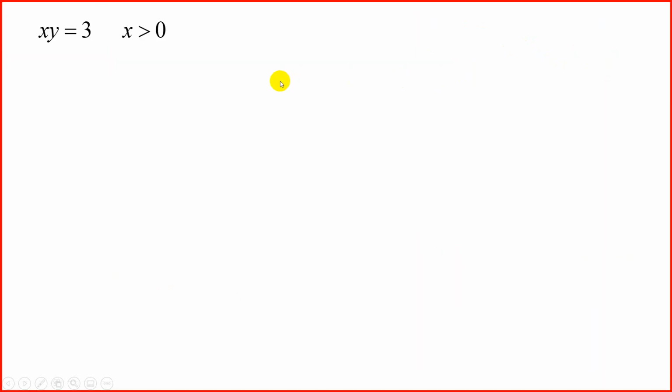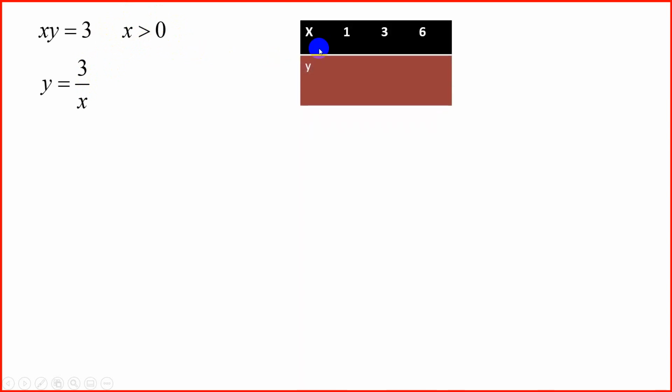We're going to draw one more graph with a condition. So we have xy equal to 3. What we're going to do in this equation is make y the subject of the formula. So y is equal to, dividing both sides by x, 3 over x. Now there's a restriction that x has to be greater than 0, which is positive. So we are only going to use the positive factors of 3 and the multiple. So instead of using minus 6, minus 3, minus 1, because of the restriction, we'll only use 1, 3, 6. So we're ready to substitute.